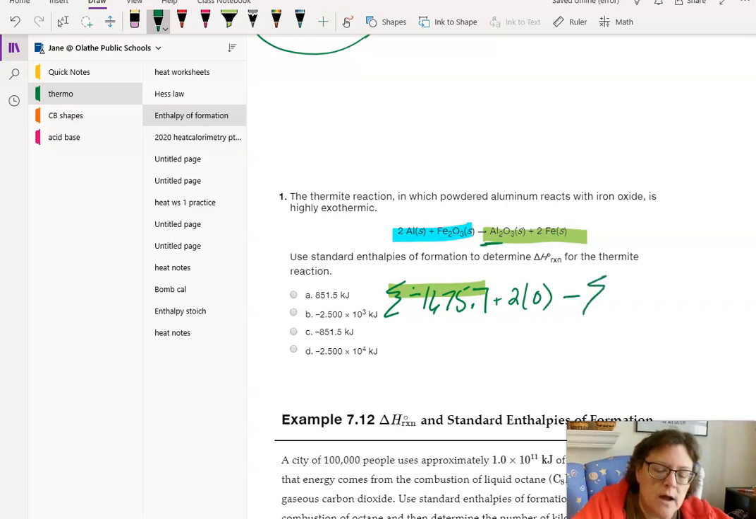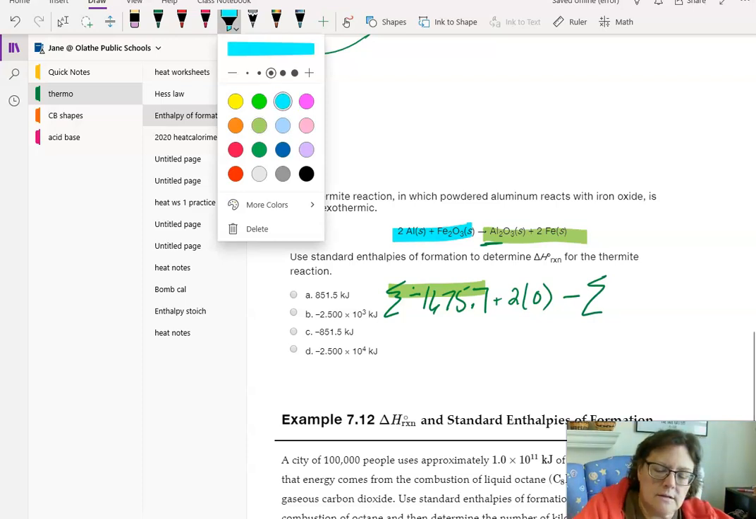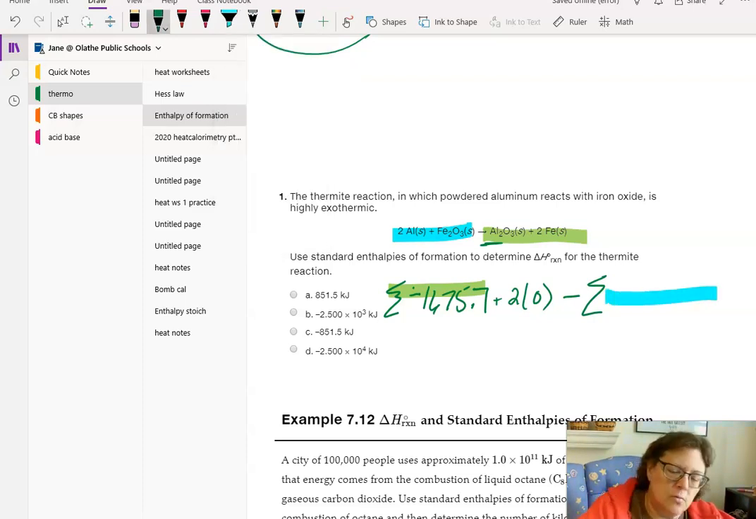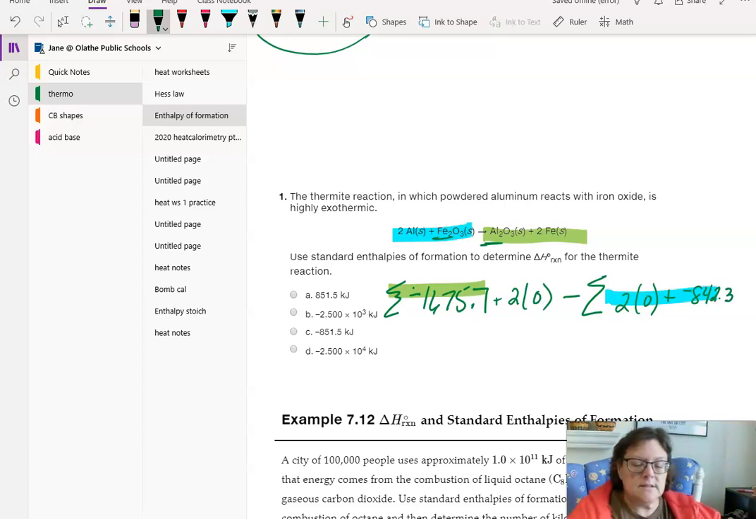And then we're going to subtract the reactants, and that's going to be 2 times the aluminum, which is a 0, and iron 3 oxide, which is negative 842.3. And only one of those, so again, we don't have to multiply by anything. So this guy's pretty straightforward. 1675 minus a negative 842.3.